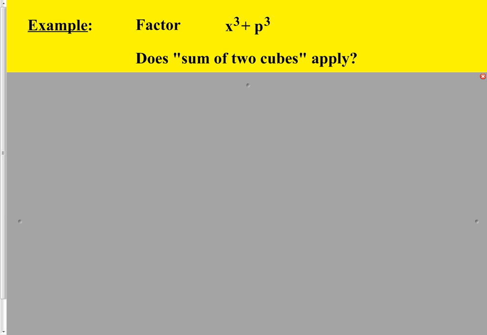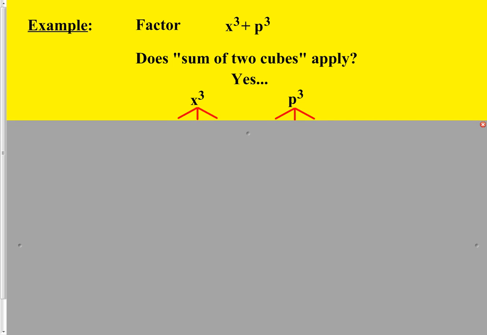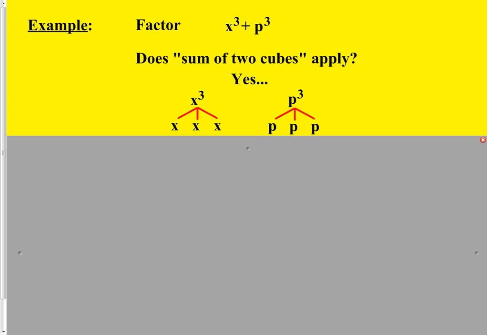Can we take x cubed and break it down into some value times the same value times the same value again to equal x cubed? And can we do the same thing for p? Hopefully you can very easily see in this case that, yeah, that breaks down very easily. X cubed and p cubed factor down into x times x times x and p times p times p. So absolutely this is a sum of two cubes.